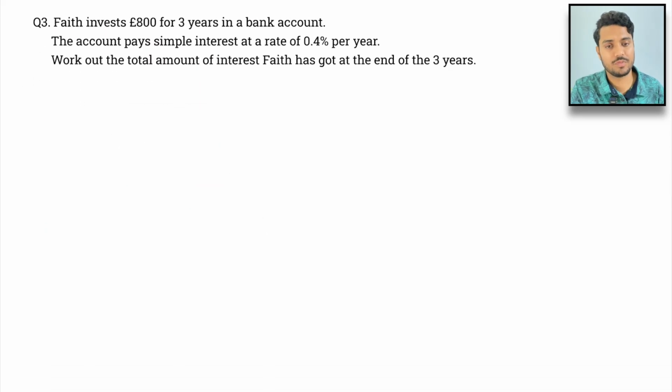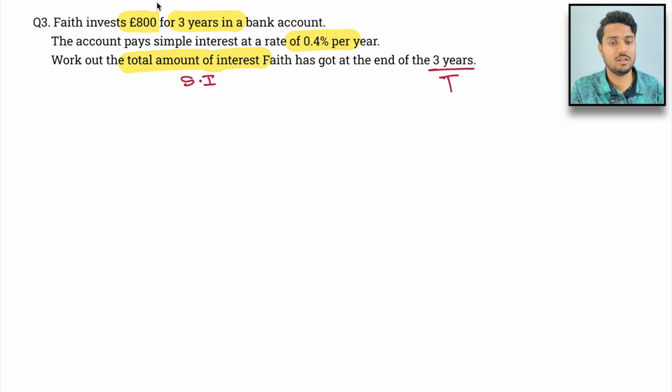Question number 3. It says Faith invests 800 pounds for 3 years in the bank account. The account pays a simple interest at a rate of 0.4% per year. Work out the total amount of interest. Amount of interest means they are asking for the simple interest only. Total amount of interest Faith has got at the end of 3 years.